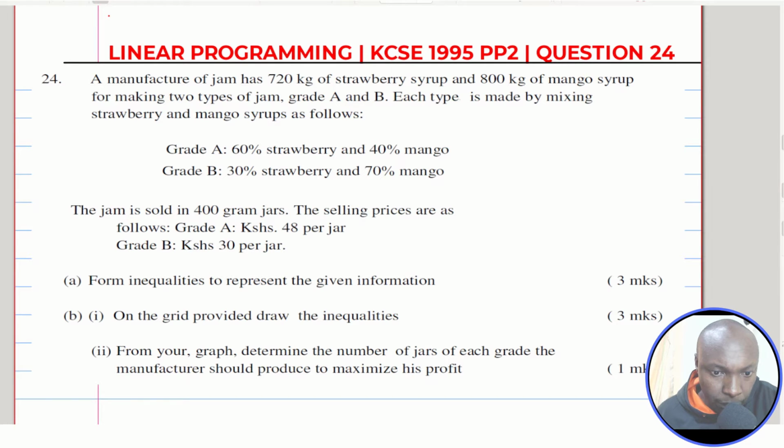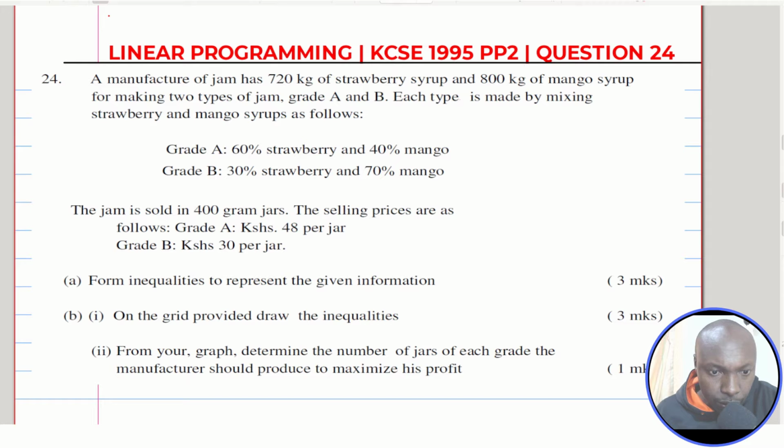The jam is sold in 400 gram jars. The selling prices are as follows. Grade A, 48 shillings per jar. Grade B, 30 shillings per jar. A. Form inequalities to represent the given information. B. Part 1. On the grid provided, draw the inequalities. 2. From your graph, determine the number of jars of each grade the manufacturer should produce to maximize his profit.